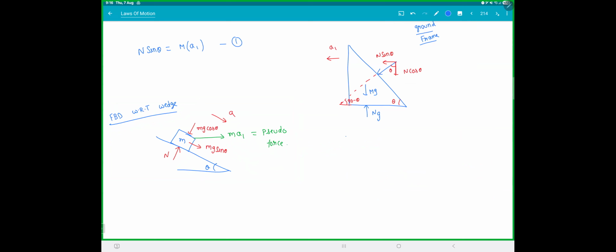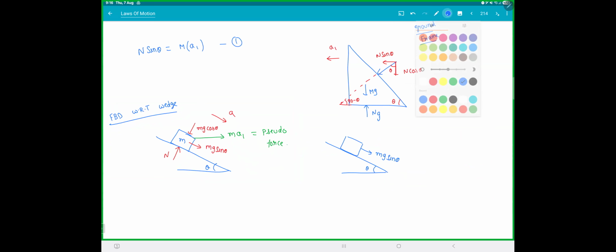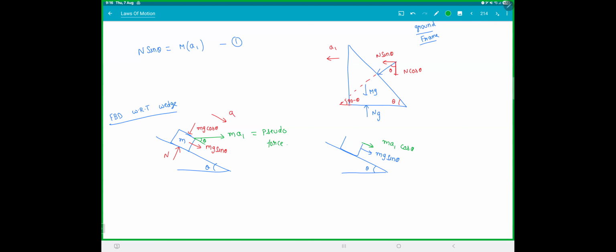Let me just redraw this again. This is mg sin theta. Now this ma thing also will have a component. So the pseudo force component will be ma1 cos theta, right? Because if that is theta with the incline, this angle also will be theta. So that will be ma1 cos theta, and this will be ma1 sin theta. This is your mg cos theta.